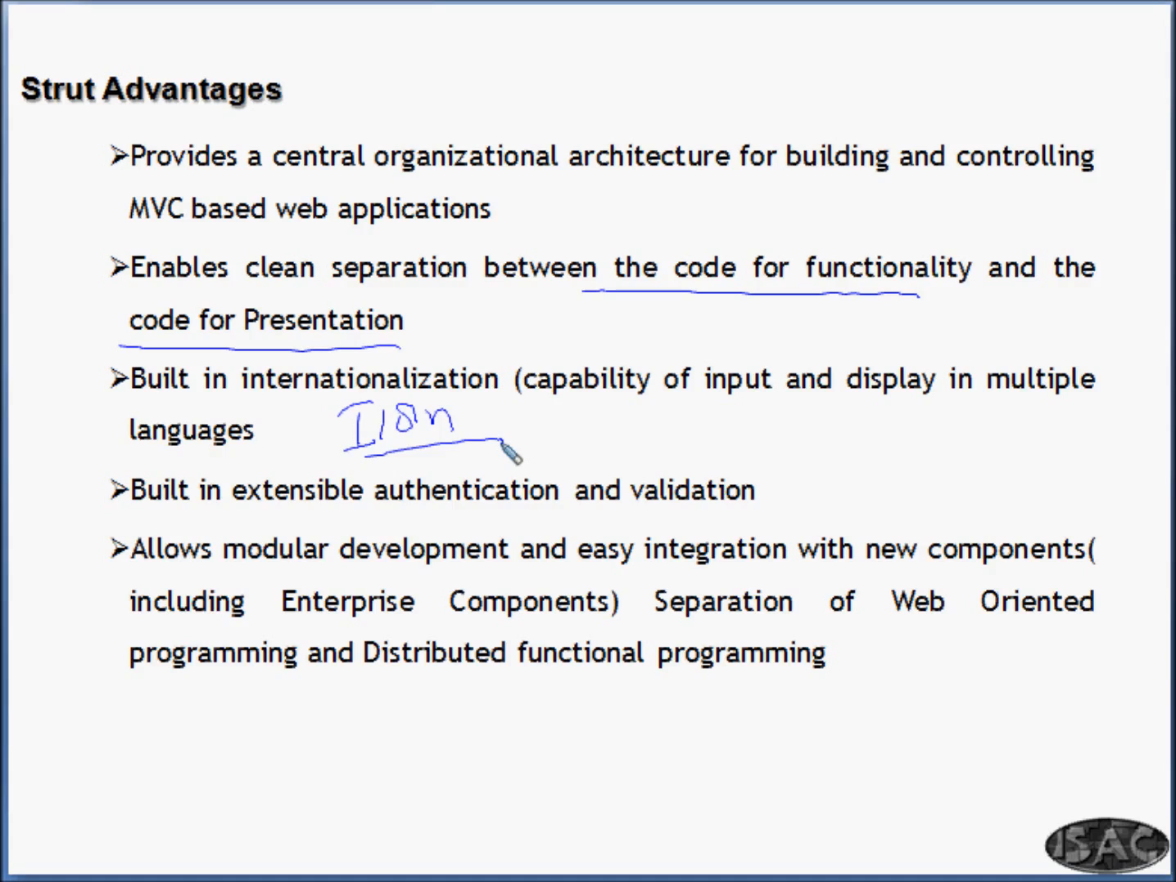Let us say if I open it in USA, it will come in English. If I open the same application in Japan, it should come in Japanese. If I open the same application in, let us say, Germany, it should be in German language, okay. So on the basis of language, you can develop the application. It has support for internationalization. You can easily develop that, right?